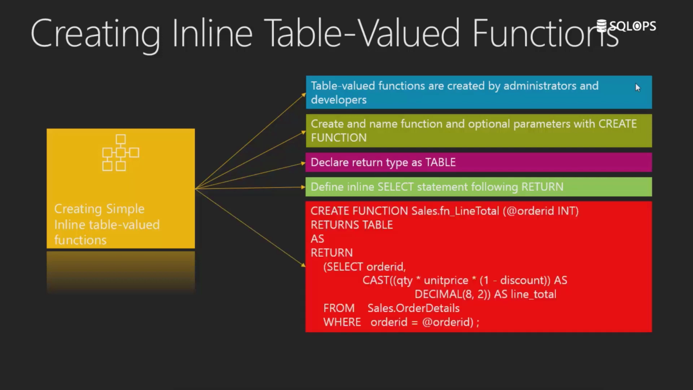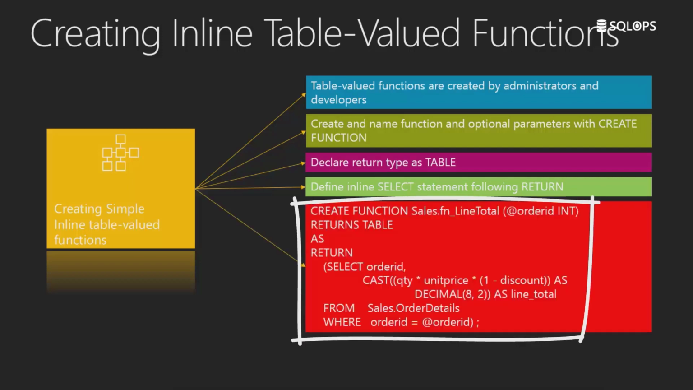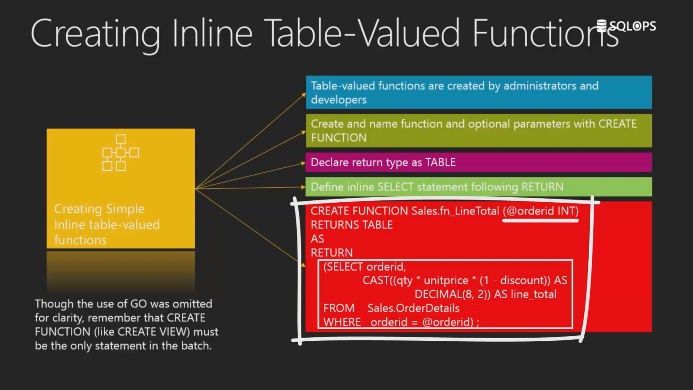For example, this query creates an inline table-valued function which takes order ID as input and returns order ID and a calculated field called line total from the sales order details table that match the order ID that is passed as the parameter. And one thing to note when creating an inline table-valued function is that the CREATE FUNCTION must be the only statement in the batch. Let's take this example, execute it, and see what the results will look like.